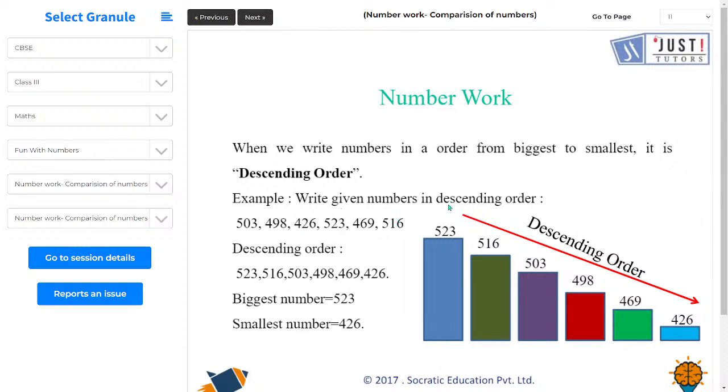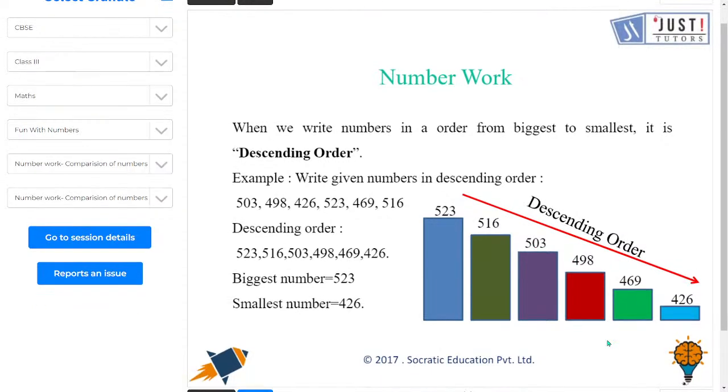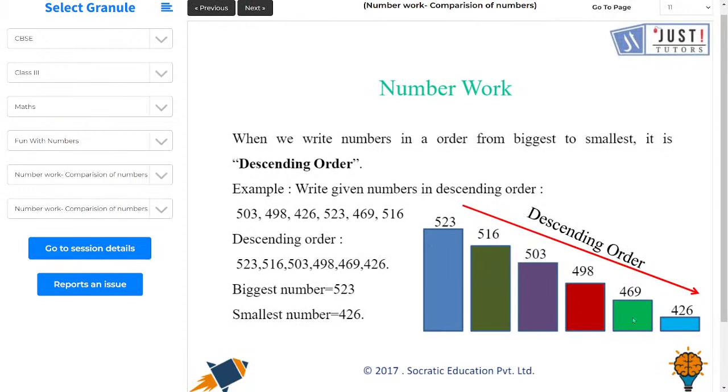Over here you can see that these numbers are arranged in descending order. The first number is the highest number, 523. It's written first. Then we have 516, 503, 498, 469, 426. So all the numbers are arranged in descending order, that is, the biggest is at the first place, and thereafter we have smaller numbers coming after the biggest number, right?